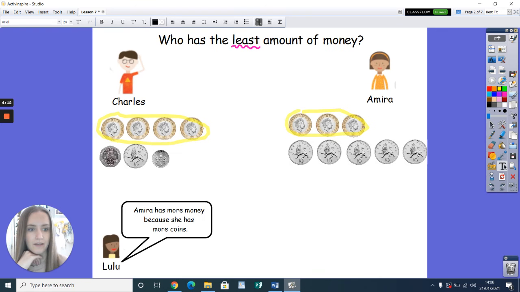Right, so we should have worked out that Charles has got 1, 2, 3, 4, £4 and 20, 30, 35p. Charles has £4 and 35p. Then we should have worked out that Amira has got 1, 2, 3, £3 and 10, 20, 30, 40, 50p. Amira has £3 and 50p. So who has got the least amount of money, and how do you know?